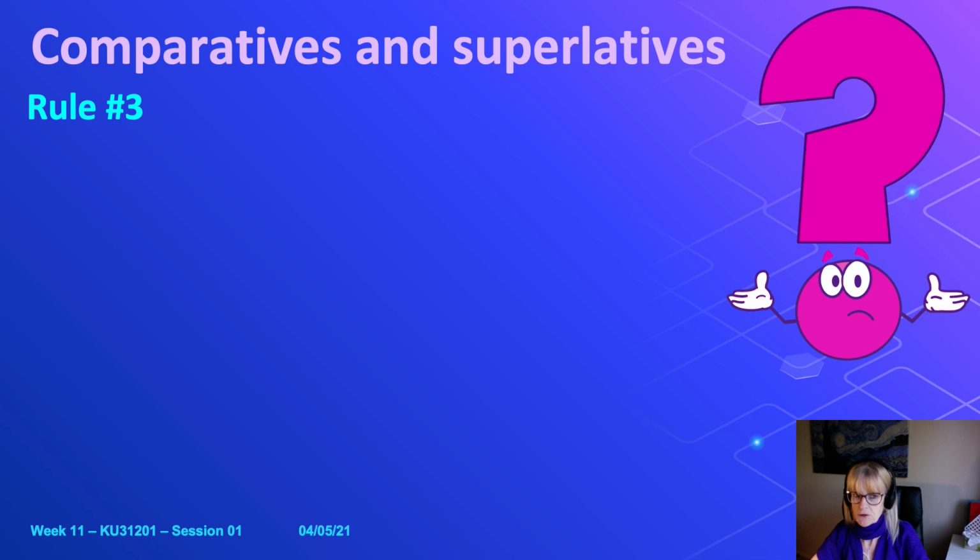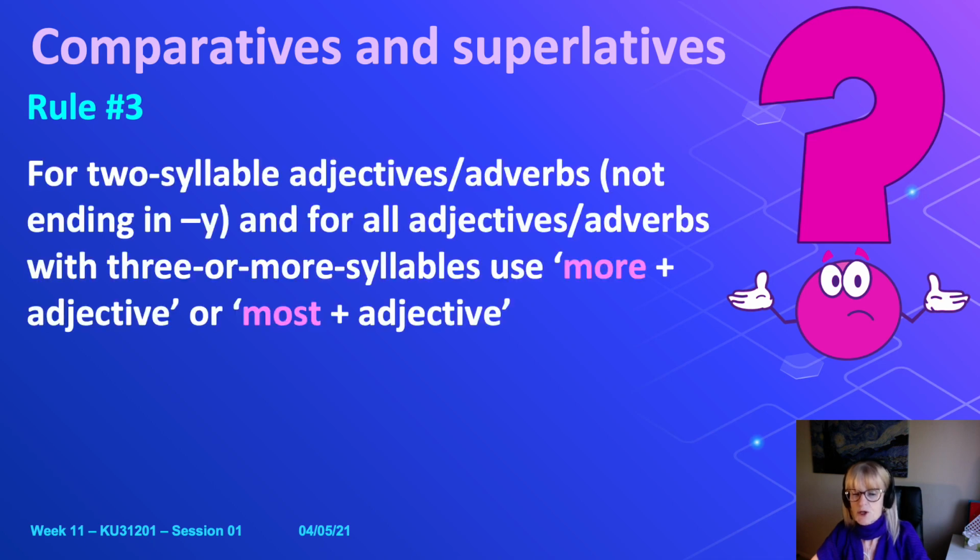And rule number three. This is for two-syllable adjectives or adverbs that don't end in Y, and for all the adjectives and adverbs that have three or more syllables. That's when we have to use more plus the adjective or most plus the adjective. Just like in our first example where we had interesting. Interesting has got all those syllables. Interesting. So three syllables. So it meets this rule.